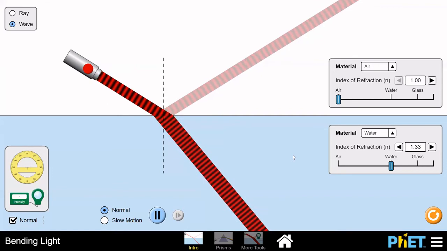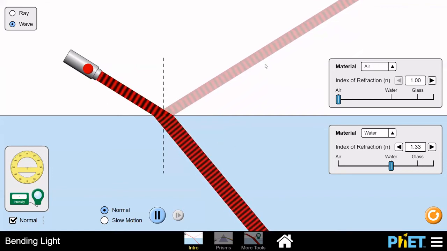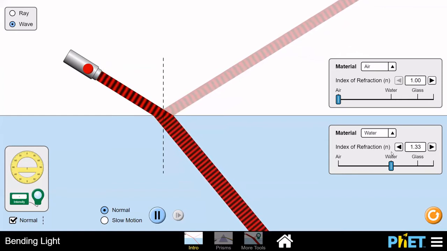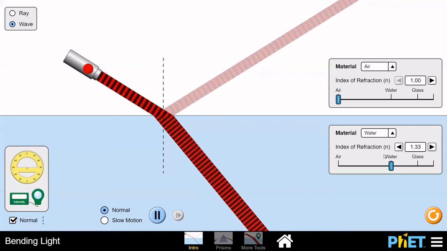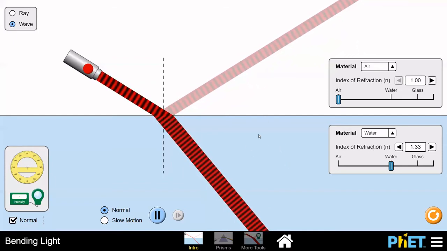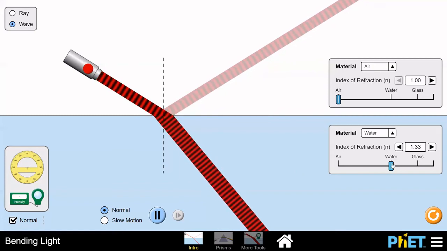But watch what happens to both the angle of the bending and the amount that's reflected if I change the frequency. Where do I do that? Where's the slider for frequency? I don't see it. Okay, so fine. Instead, what I'll do is change the index of refraction of this material. Not this first material, but this material here.